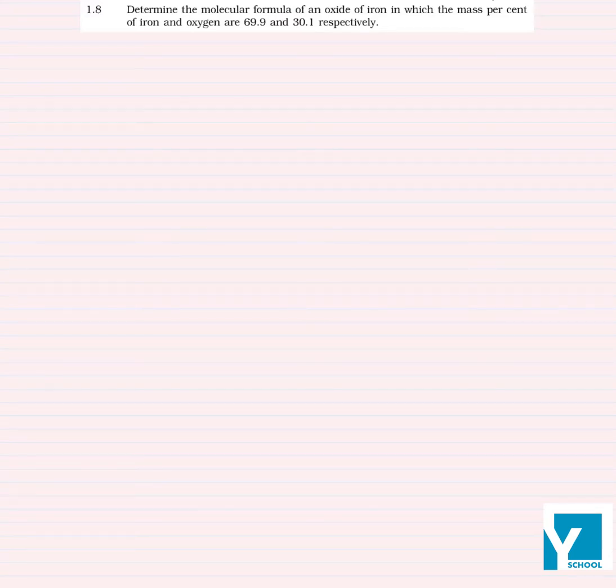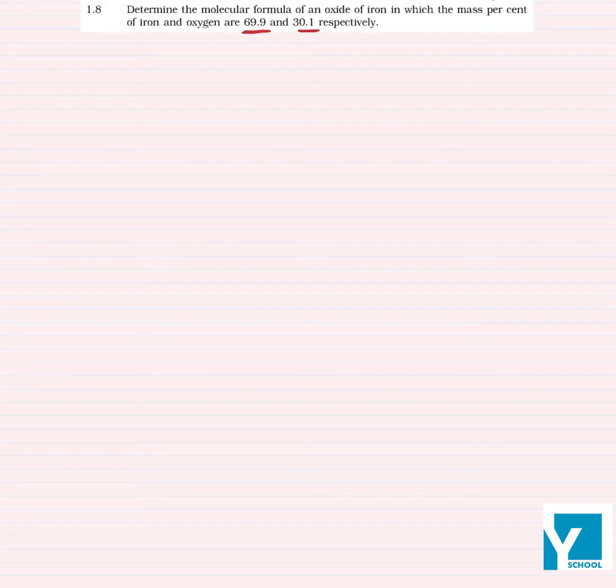So question number 8 says: determine the molecular formula of an oxide of iron in which the mass percent of iron and oxygen are 69.9% and 30.1% respectively, right? So these are the mass percentages of iron and oxygen. We need to determine the formula for the oxide of iron.